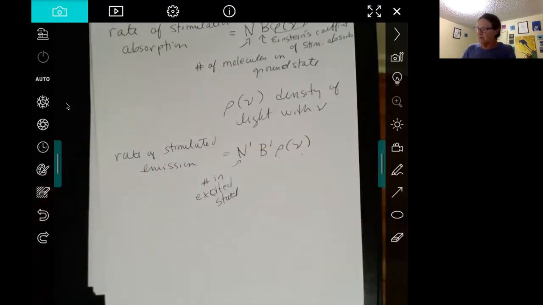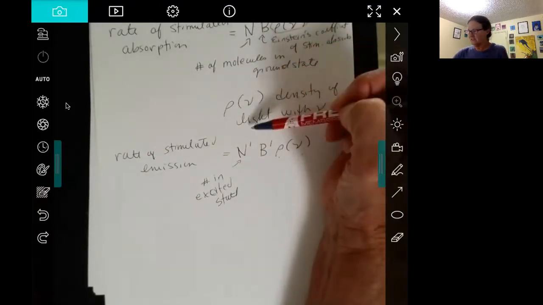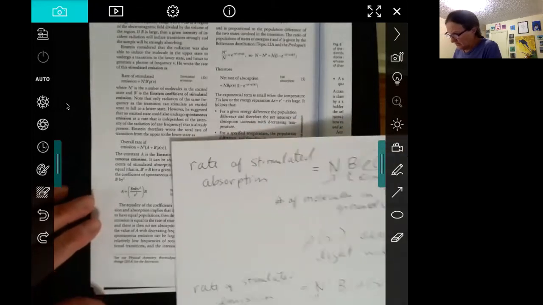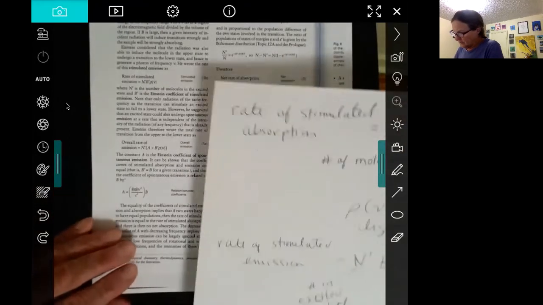So a big factor that determines how much light's absorbed is the relative number of molecules that are in the ground state compared to the excited state, because you can do both. It is also true that we have spontaneous emission.